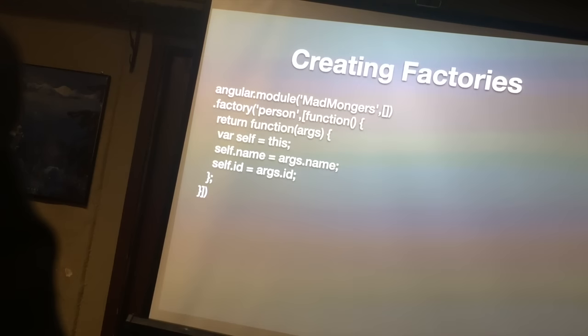So factories. Factories work basically the same way, except again, you're instantiating new copies of the object every time. So you're returning a subroutine here, whereas in the service we returned nothing because we were just using the object that was already there. So in a factory, we are returning a subroutine or a function. And that function will be the new instance of the object that we want to manipulate.